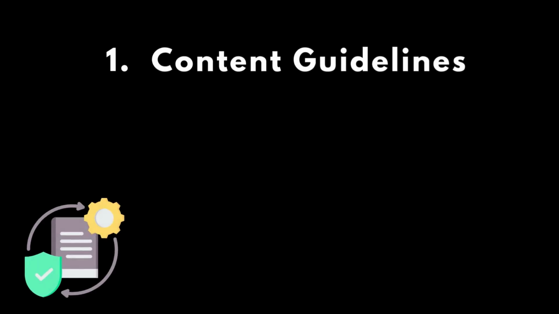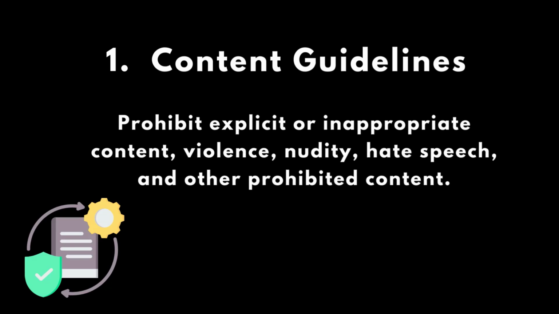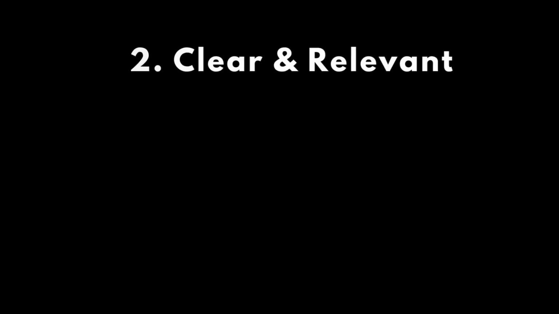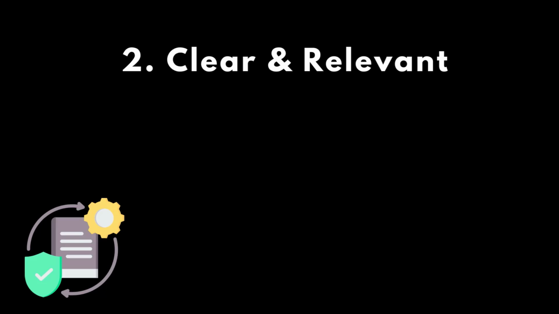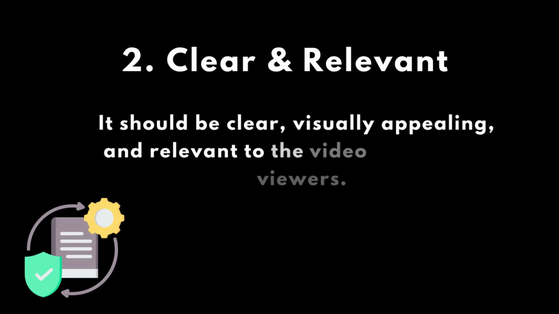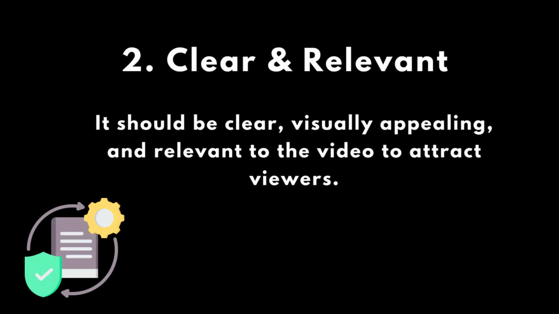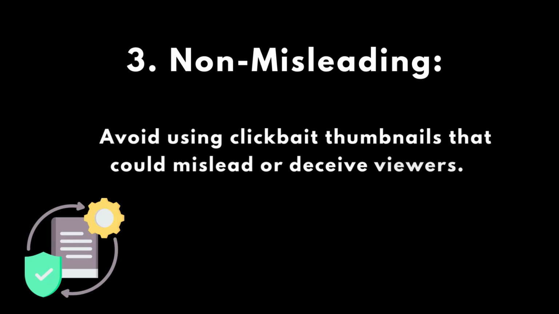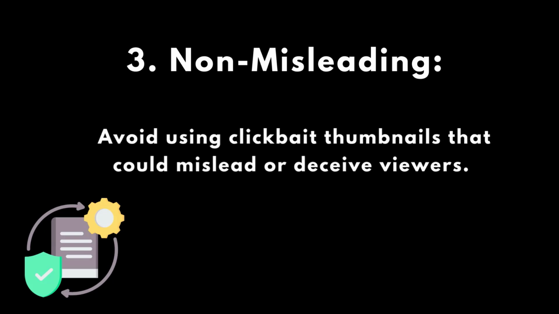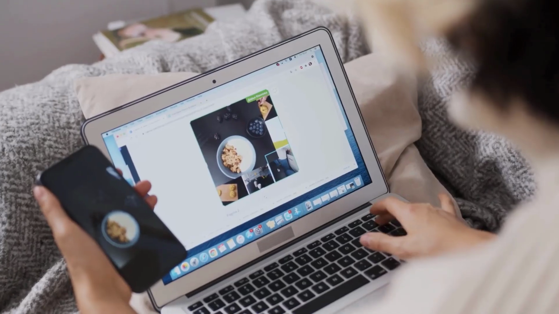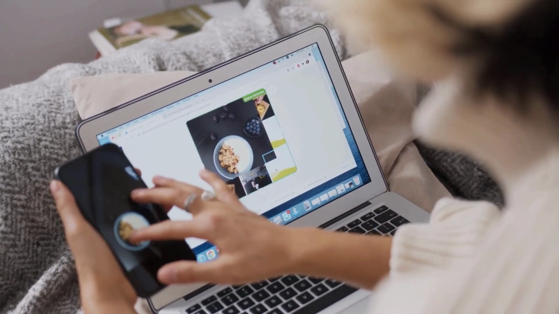Content guidelines. The chosen thumbnail should follow TikTok's content guidelines, which prohibit explicit or inappropriate content, violence, nudity, hate speech, and other prohibited content. Clear and relevant. The frame you select as a thumbnail should accurately represent the content of your video. It should be clear, visually appealing, and relevant to the video to attract viewers. Non-misleading. Avoid using clickbait thumbnails that could mislead or deceive viewers. The thumbnail should provide a fair and accurate representation of the video's content.